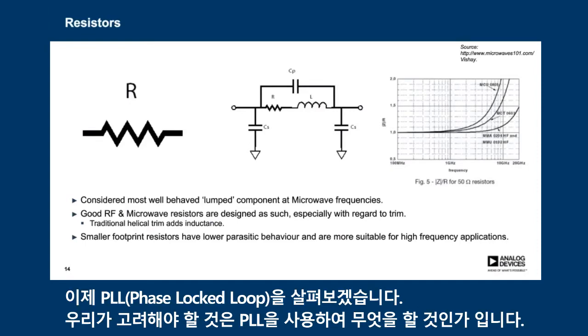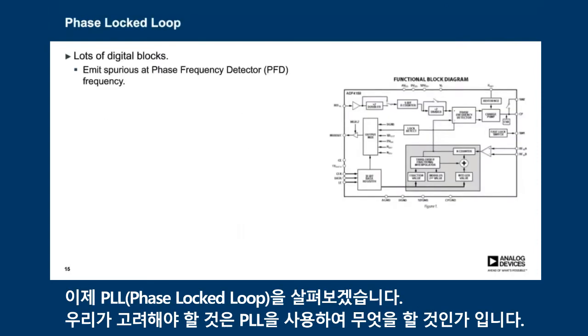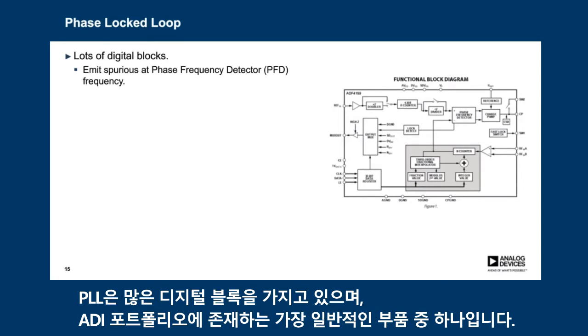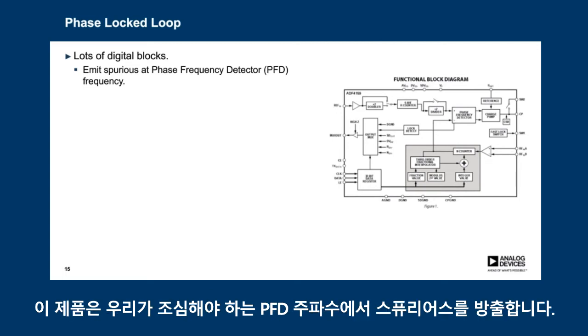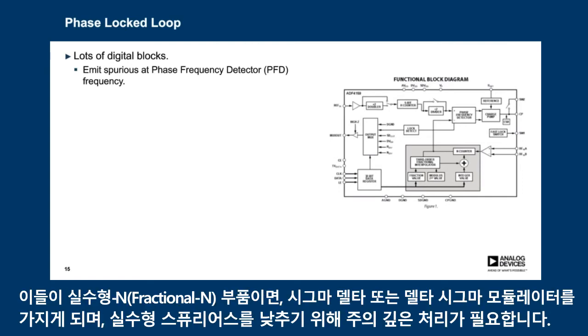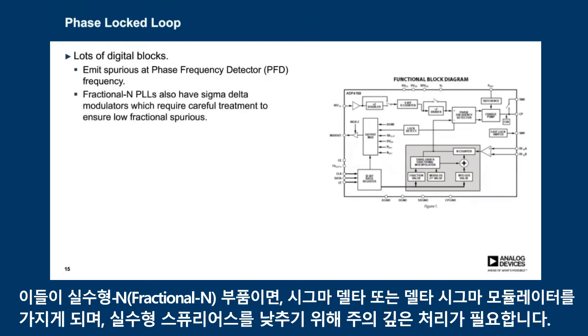Moving ahead then to phase lock loops. What do we need to do when using a phase lock loop? Phase lock loops have lots of digital blocks, at least some of the more common ones in the ADI portfolio. So they will emit spurs at the PFD frequency, which we need to be careful of. If they're fractional-N parts, then these will have sigma-delta modulators, which require careful treatment to ensure low fractional spurs.